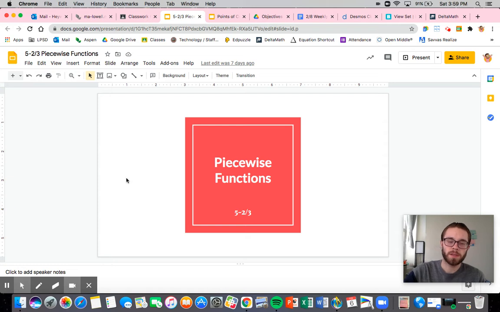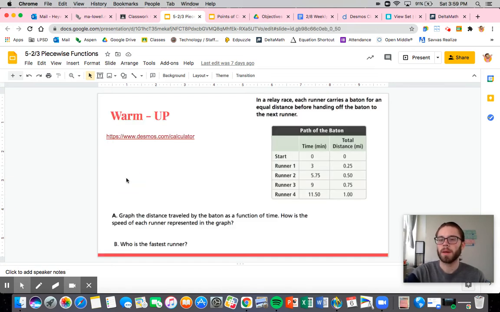All right, so first off, let's start with a little bit of a warm up. You have a relay race, and each runner is carrying a baton for an equal distance before handing off the baton to the next runner. You've probably seen one in the Olympics, or if you've gone to a track meet or something like that. Each person runs for a fourth of the time or a fourth of the distance, and passes it off.